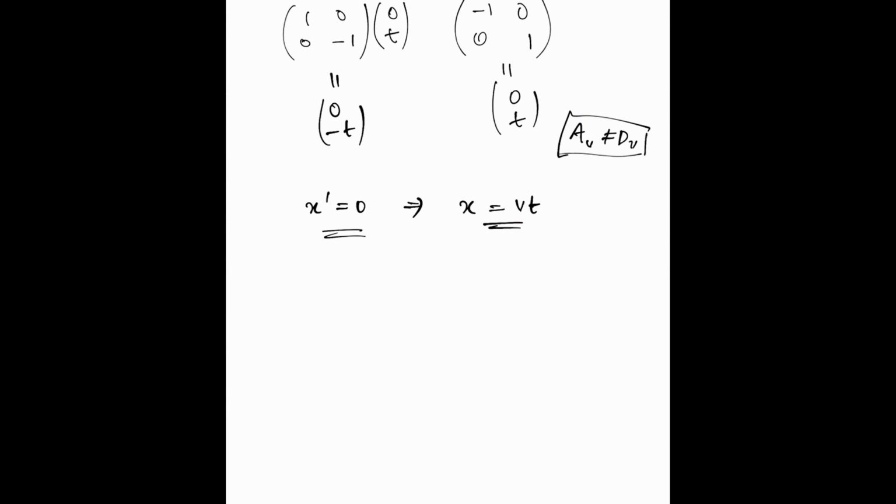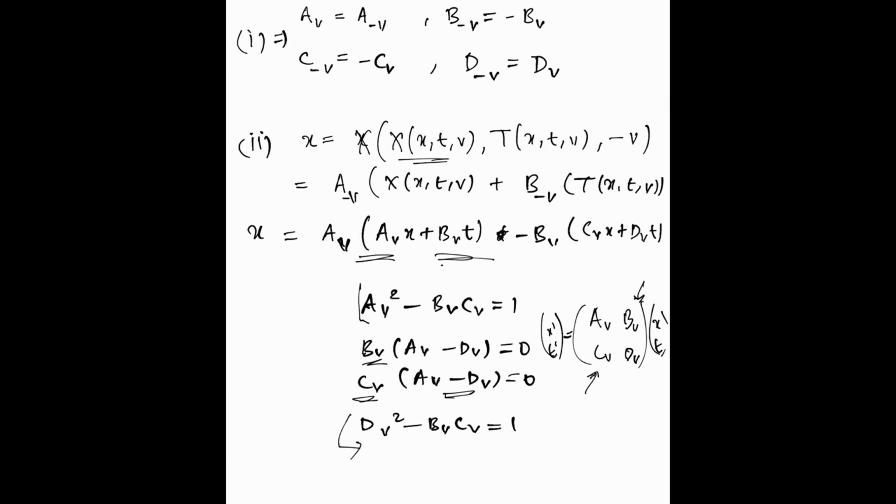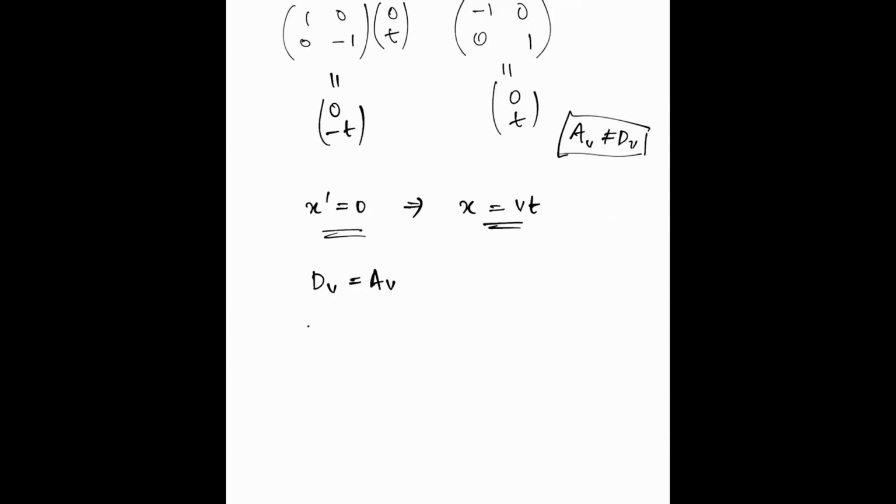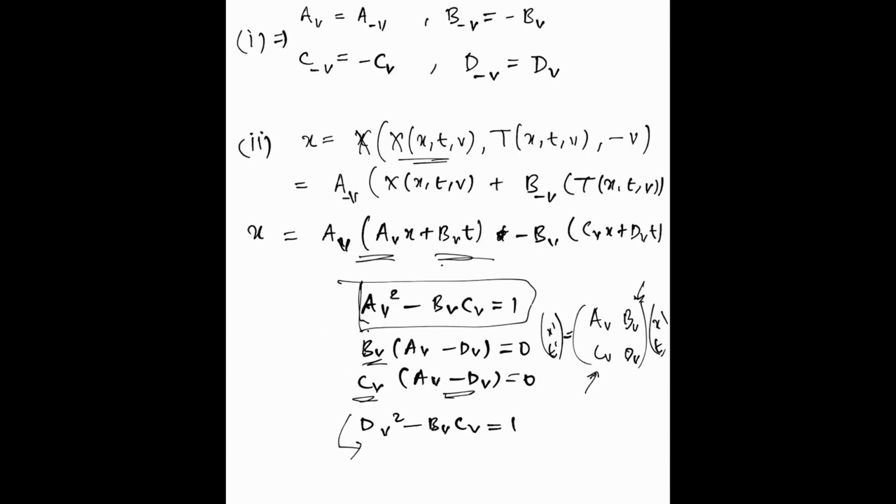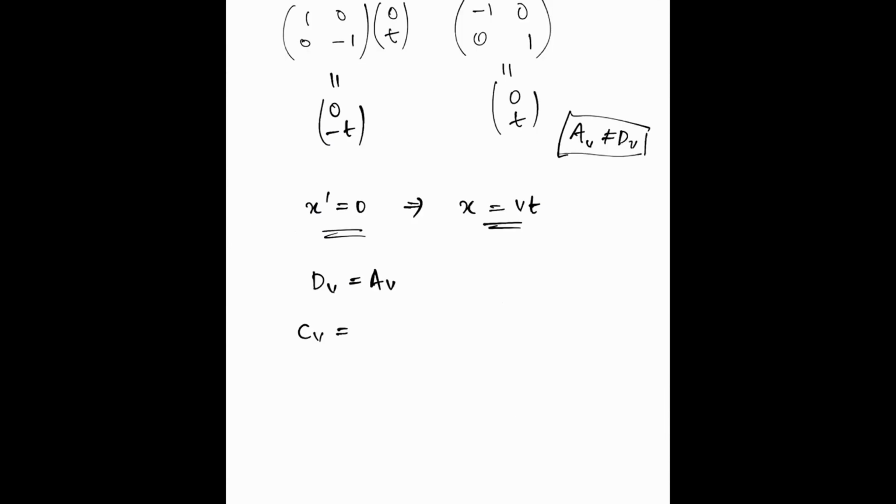And when AV equal to DV, BV and CV need not necessarily be 0, right? So let's just say BV not equal to 0 for now. So the two conditions that we have is DV equal to AV. And when you solve from this equation for, let's just say BV not equal to 0, one of them not equal to 0, you can write the other in terms of that, right? So you can write CV from the first equation here that I boxed in as AV square minus 1 by BV. So these are functions of just velocity now, correct?